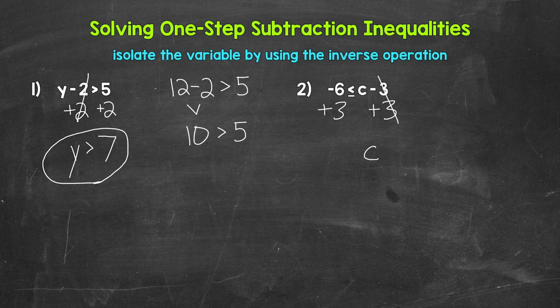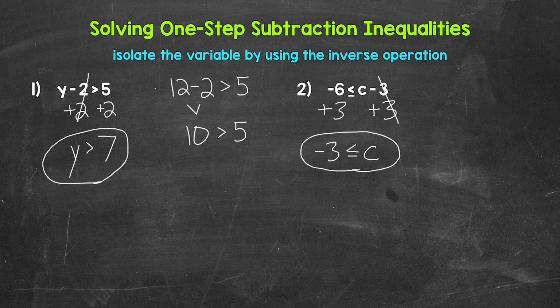C is now isolated, so we have c is greater than or equal to, and then on the left side, -6 plus 3 gives us -3. So c is greater than or equal to -3. Now, one thing we can do here is rewrite the inequality with the variable coming first. It can make it easier to work with inequalities, so keep this in mind. And all we need to do is flip it.